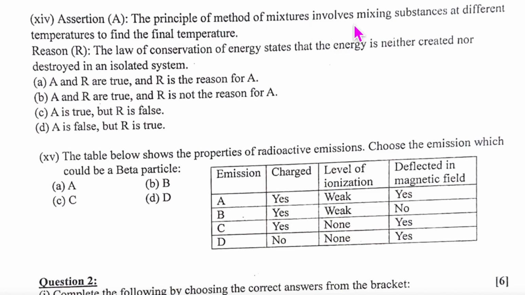Assertion: The principle of method of mixtures involves mixing of substances of different temperature to find the final temperature. Heat lost by the hot body is equal to heat gained by the cold body. Correct or no? So this is true. The law of conservation of energy states that energy is neither created nor destroyed in an isolated system. That is what tells us that heat gained is equal to heat lost, no? So it's the correct reason. Both are true and the reason is correct. So this was not so bad.